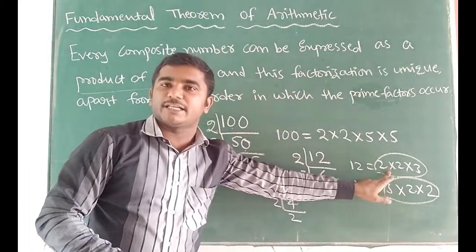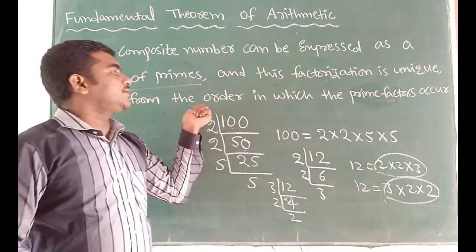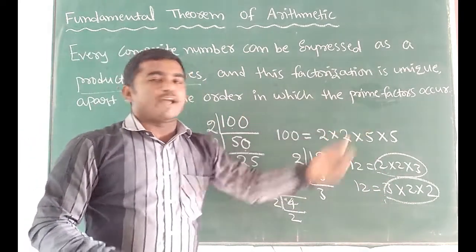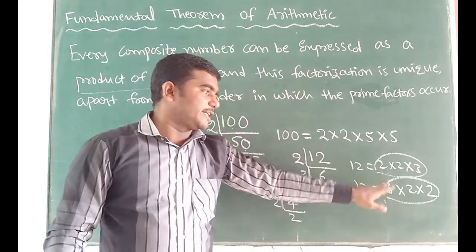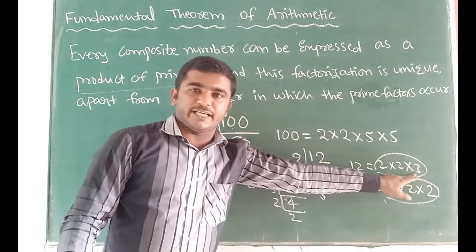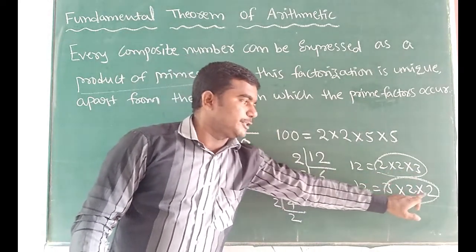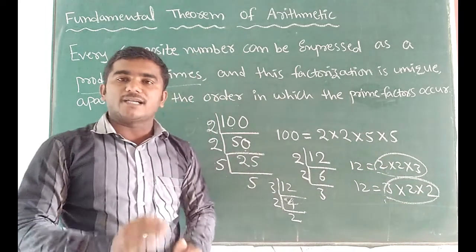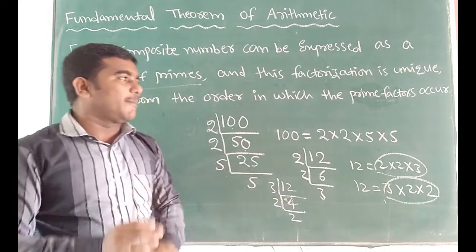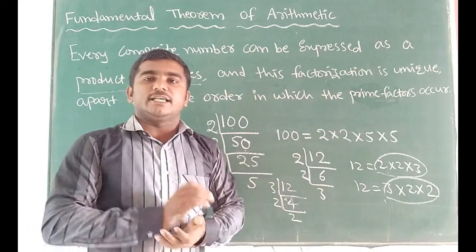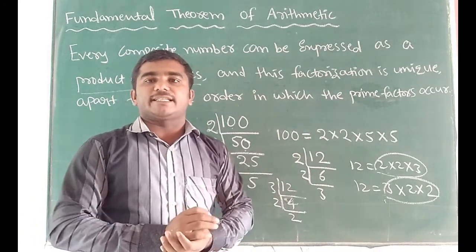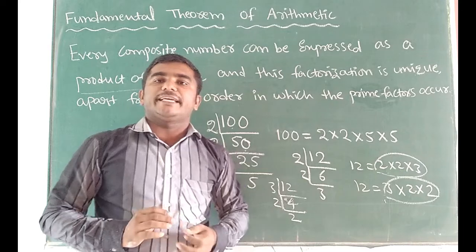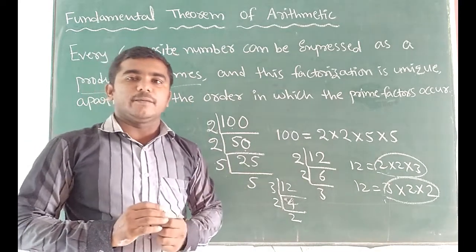Yes, these both are the same. Unique is nothing but these both are the same, apart from the order in which the prime factors occur. We can take the order differently. You can write 2 into 2 into 3, otherwise 3 into 2 into 2, otherwise you can write 2 into 3 into 2 also. The order is different, but the factorization is unique. You can take any composite number, and we can write it as a product of the prime numbers.